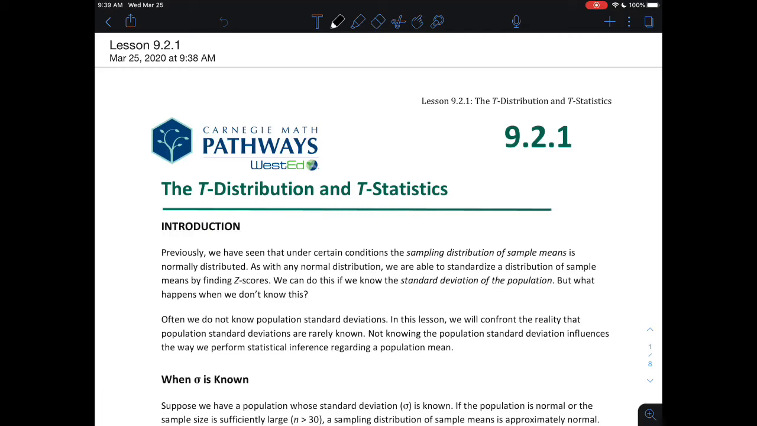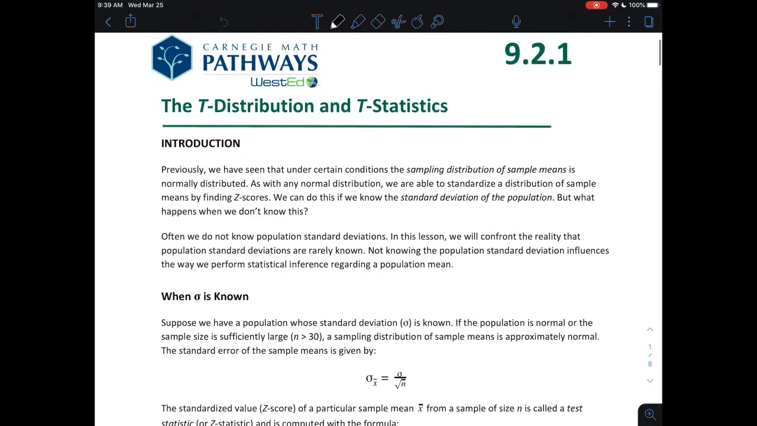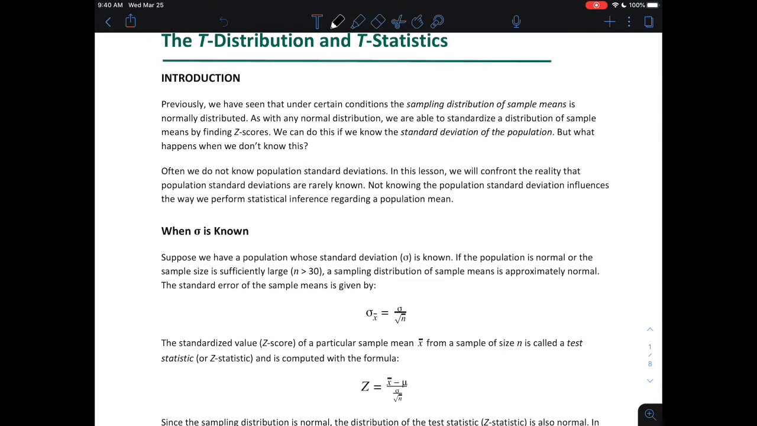Lesson 921, the t-distribution and t-statistics. Previously, we have seen that under certain conditions, the sampling distribution of sample means is normally distributed. As with any normal distribution, we are able to standardize a distribution of sample means by finding z-scores. We can do this if we know the standard deviation of the population. But what happens when we don't know this?